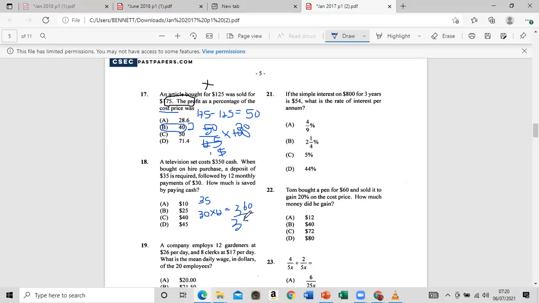I did this so many times, I find it annoying. And we subtract, so the answer would be 45. Now this one looks nice.